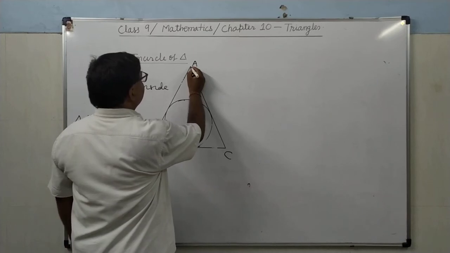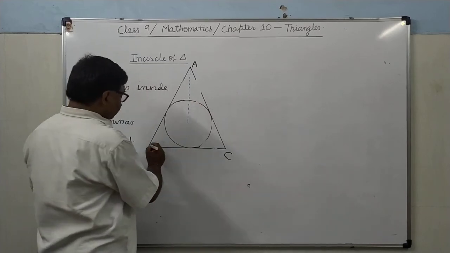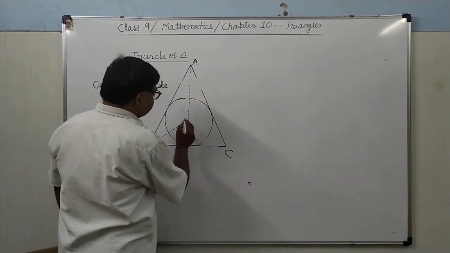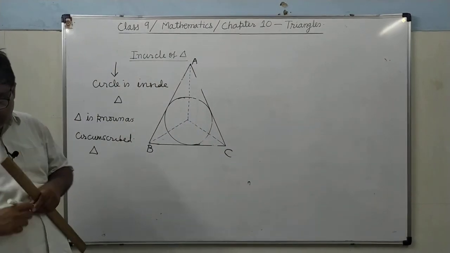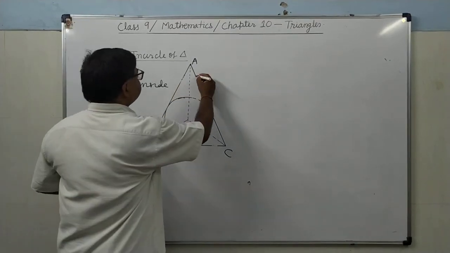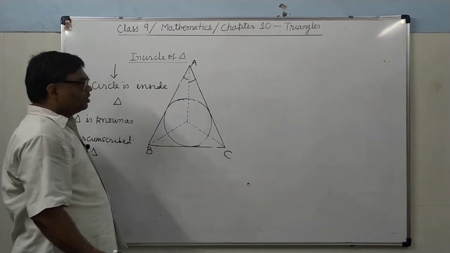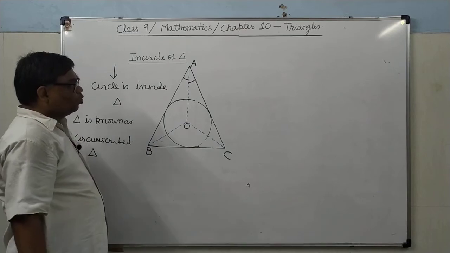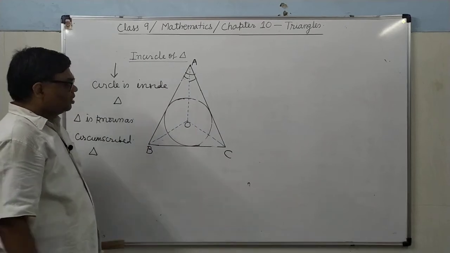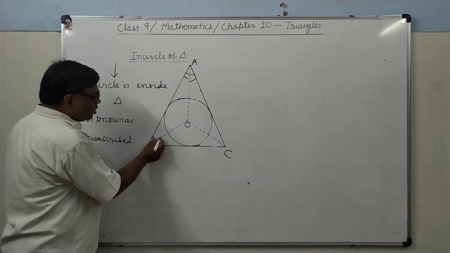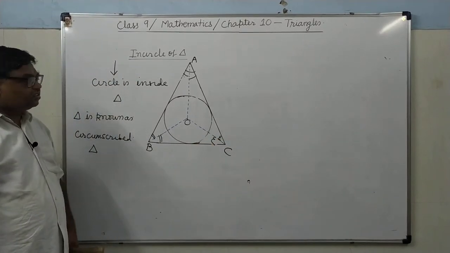Suppose this is one angle bisector, this is another angle bisector, and this is the third angle bisector. These are the angle bisectors of the triangle. Angle bisector means which divides the angle into two equal parts. If you take this point as O, then AO will divide this whole angle into two equal parts. Similarly, this will be equal to this, and this will be equal to this. Is it clear?